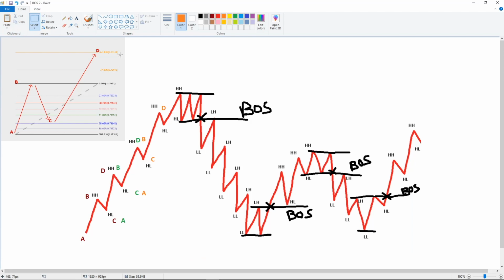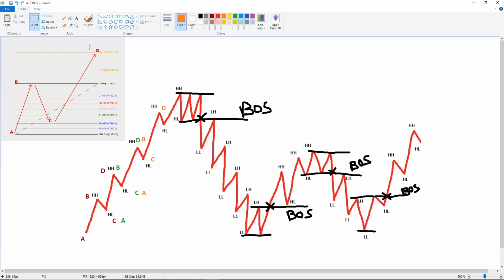So I took a little screenshot here and just drew in, again, point A is where we start. Point B is where we drag the tool to. So this was the impulse wave. Point C is the retracement. And point D is our take profit area.